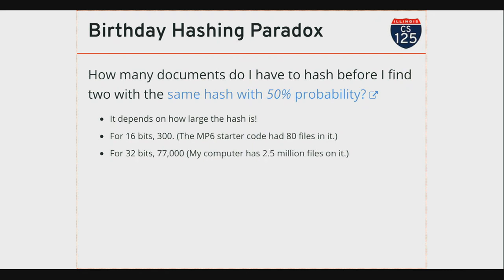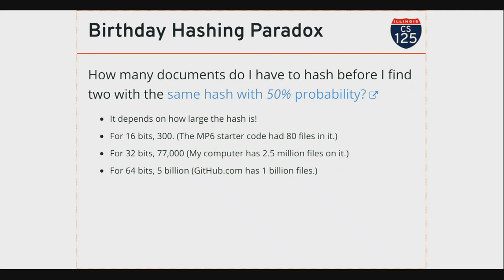So let's try bigger. What about 32 bits? If the result of my hash function is 32 bits, now I can hash like 78,000 documents before I have a collision. Still not very many, right? My computer has over 2 million files on it. A lot of these are probably on your computer too. They're files the system needs to operate. I didn't create these files.